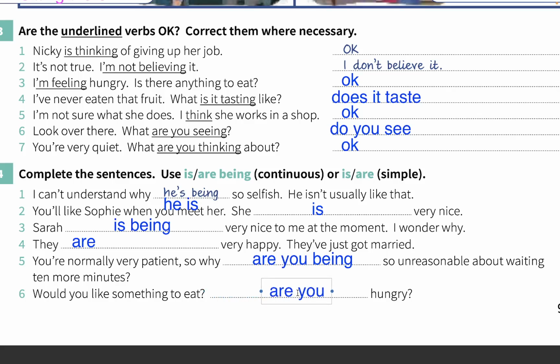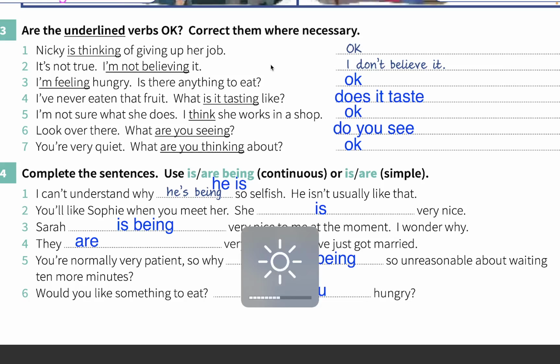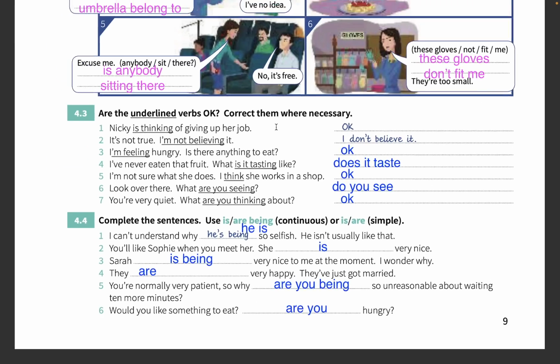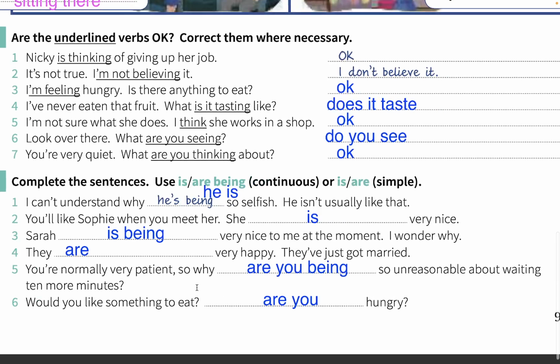Alright, until here, is everything clear? Yes, clear. Alright, is it clear for the others? It is clear. Okay. Number 5, it's about number 5. You are normally very patient, so why are you being so unreasonable about waiting? Oh, never mind. Okay. Do you want to add something? I already understand.